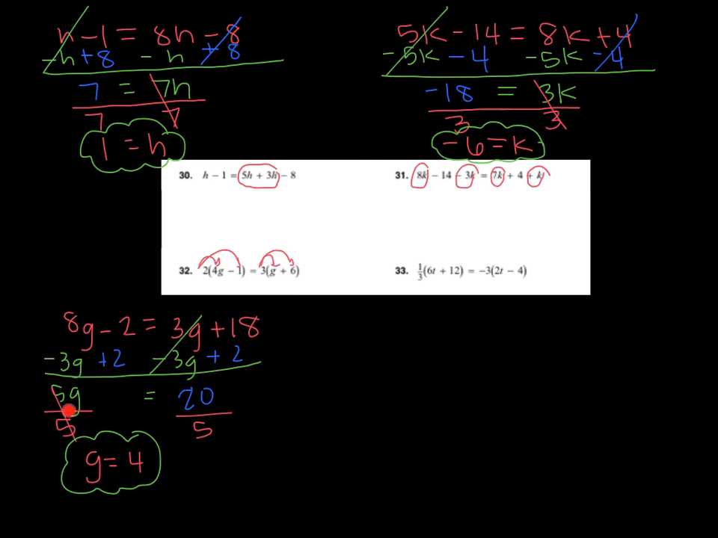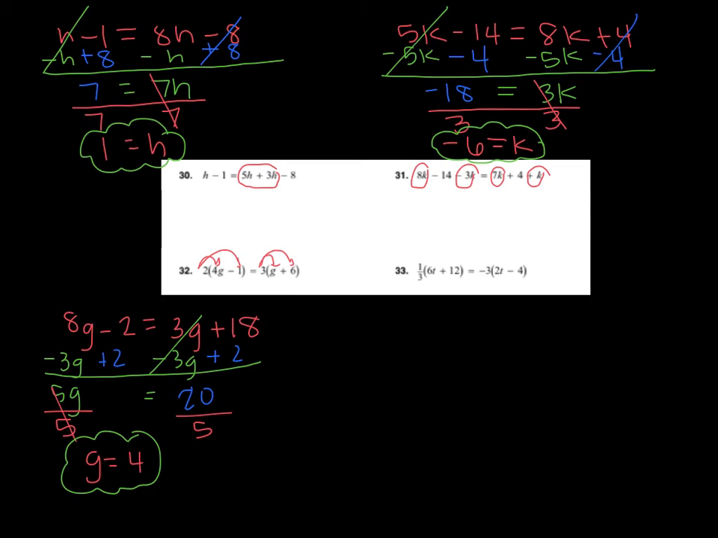Since my g's wound up on the left, I had to move the minus 2. So I added 2 to both sides. 18 plus 2 is 20. The opposite of multiplying by 5 was to divide. When you divide 5 by 5, you get 1g, and 20 divided by 5 is 4.